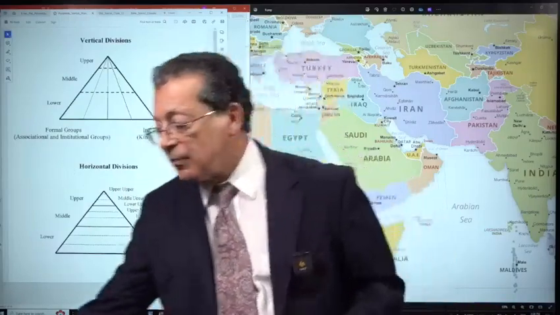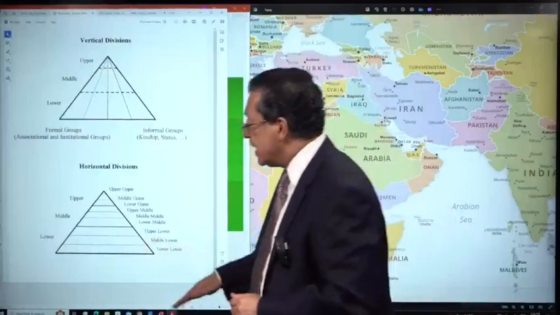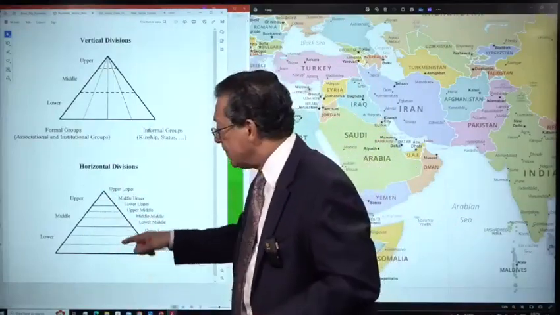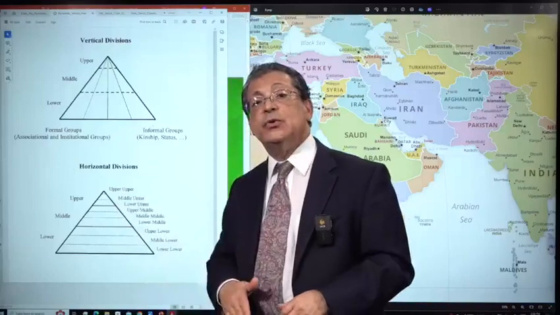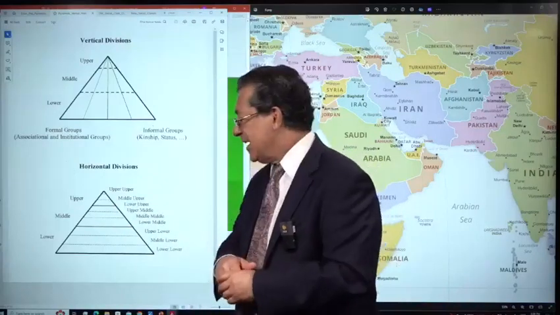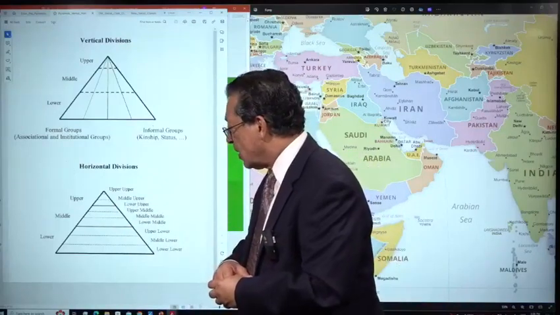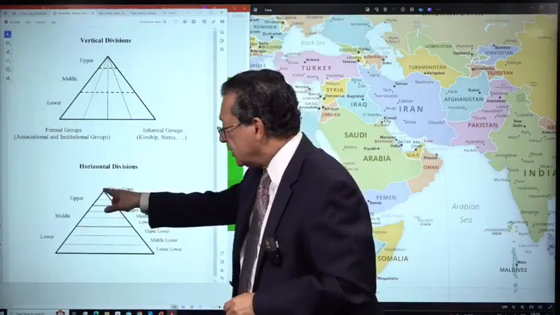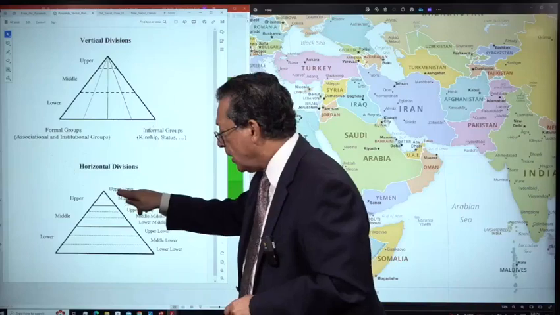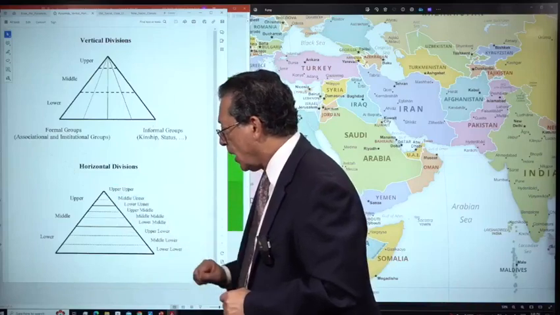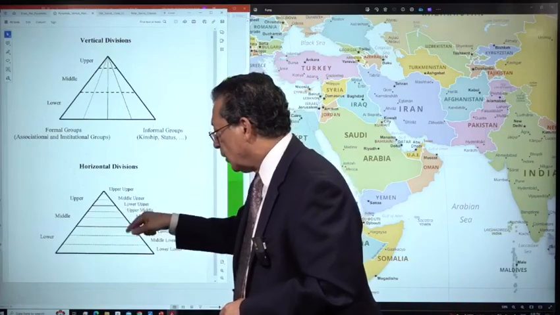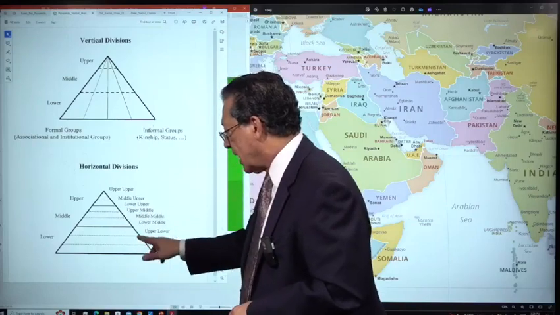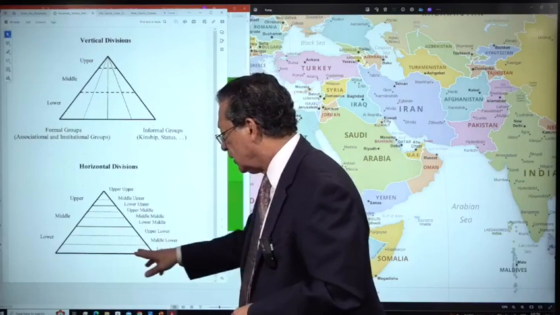What do I mean by that? It's more sophisticated because technically each one of those three general classes, is that right? They are actually divided into more, smaller groups, but more meaningful ones. Like, for example, what? Like the upper class is divided into upper upper, middle upper, lower upper. Middle class: upper middle, middle middle, lower middle. Lower class: upper lower, middle lower, lower lower.